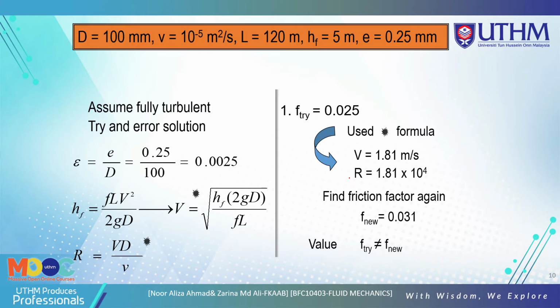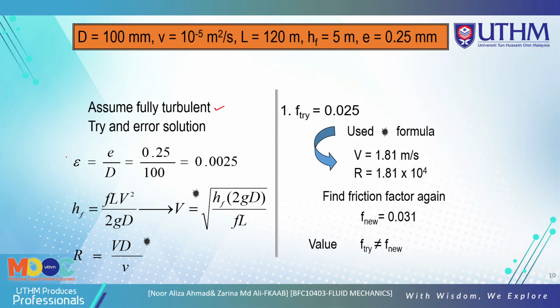Now we look at the solution here. This is the data given in the question. First, you must assume that the flow is fully turbulent. This is only for case 3. Only for case 3, you assume that flow is fully turbulent. So we use the trial and error solution.